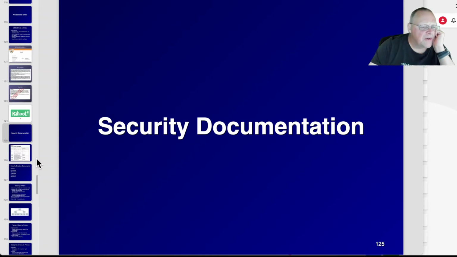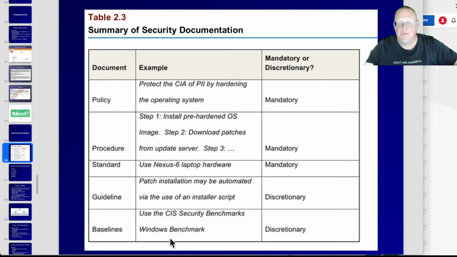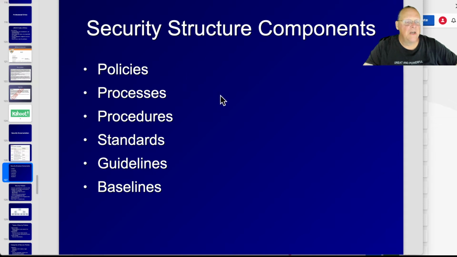So we'll do a little more of this. Security documentation. You have policies, and then you have procedures that specify how to do things, like install the OS, and then standards, and then guidelines and baselines, which measure your level of security. And so there they are, the various components.